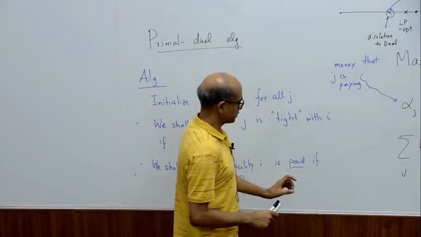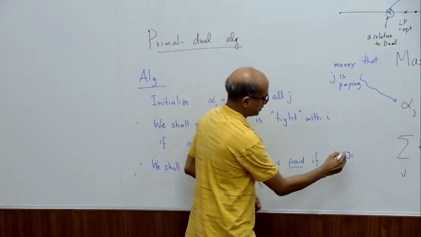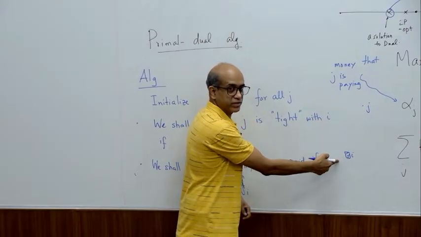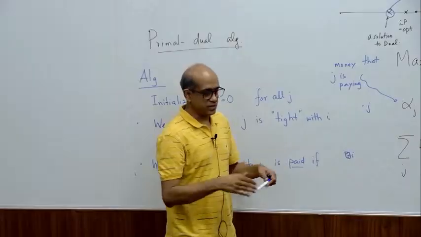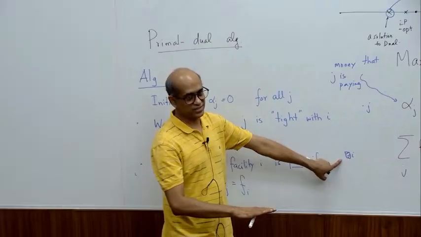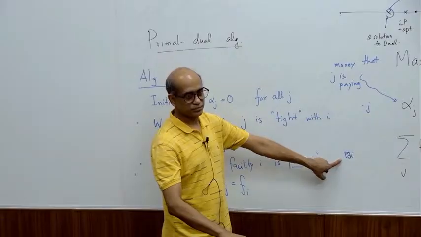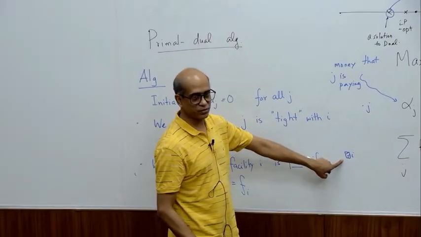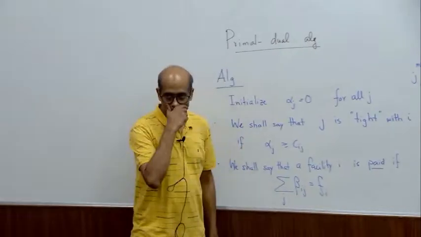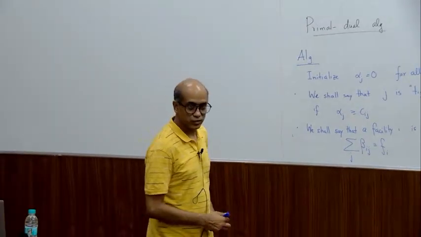Note the curious thing. Suppose a facility i is paid at some point. This equality holds now, and at this moment this j is not tied with i. Now you keep raising alpha j, and at some point alpha j will be equal to Cij. The moment it touches it, it has to freeze. So it will freeze at Cij, because once this facility has been paid for, anybody who touches it cannot raise it anymore. So this process will eventually stop. Okay, so far so good.